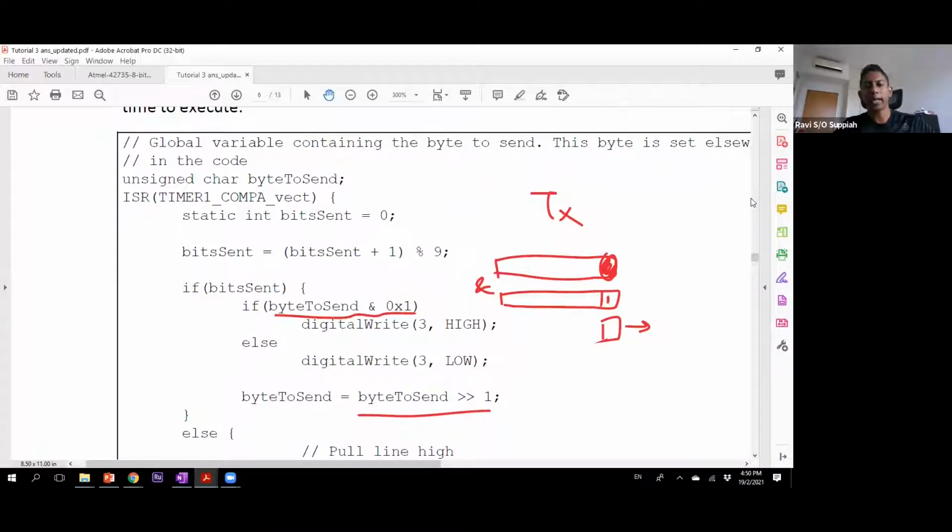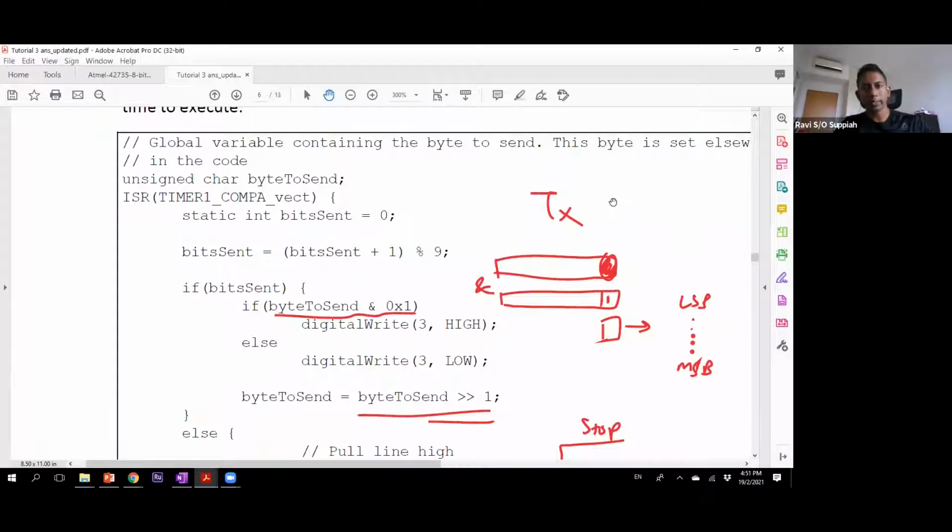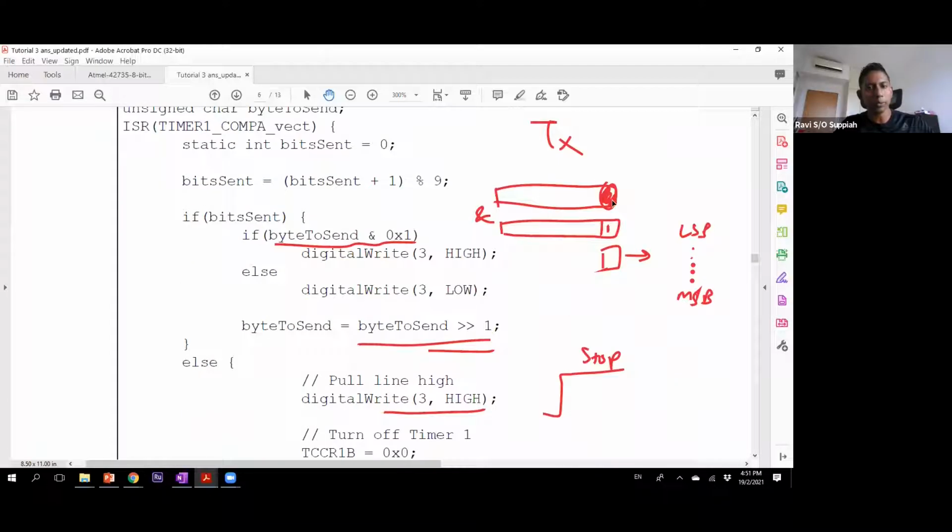So basically when I send out, what goes out first? The LSB goes out first, and then finally the MSB. I'm shifting out LSB first, and every time I shift, the shift operation brings the next bit to the last position, and so on until everything is done. Once everything is done, I pull the line high to indicate the stop. So that is what your timer 1 transmit interrupt is doing.